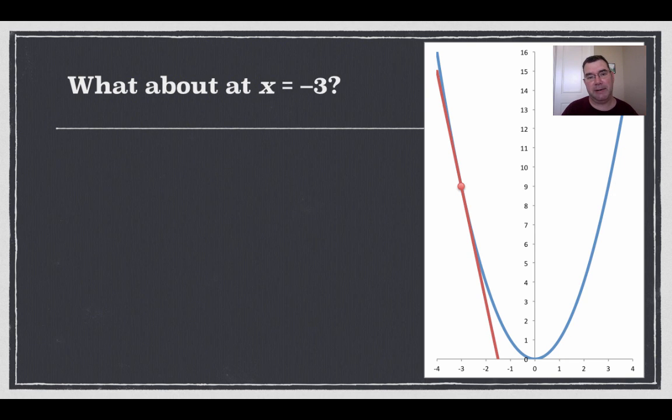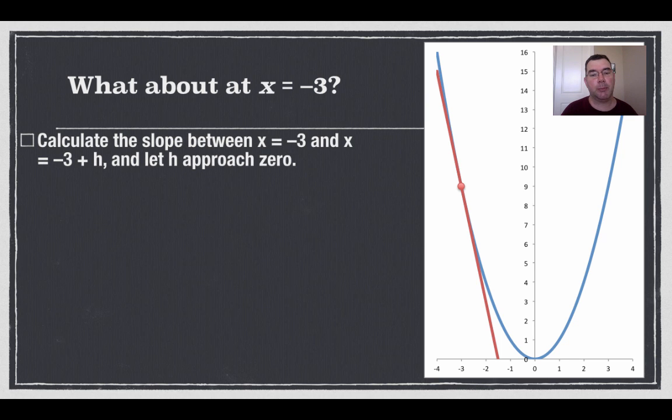Well, let's talk about a different x. Let's talk about x equals negative 3. And I'm going to use the same algebraic approach. Let's calculate the slope between x equals negative 3 and x equals negative 3 plus a little bit more, and I'm going to let that little bit get smaller and smaller until it approaches 0.